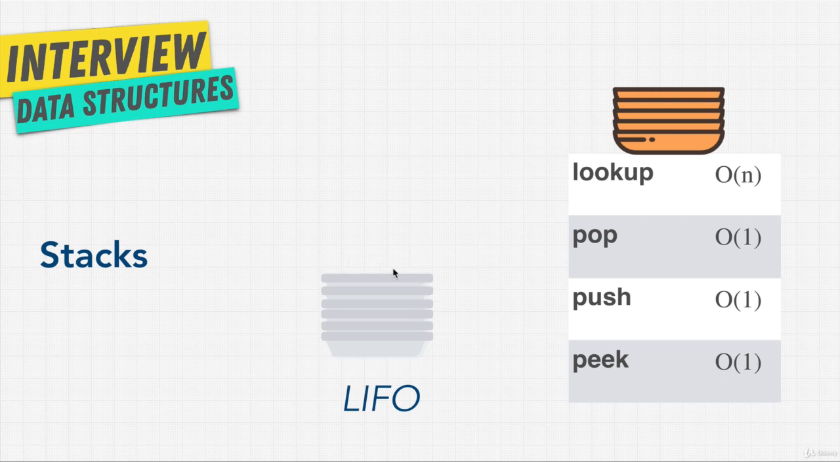The way you can access data from a stack is to grab the first plate, then the second plate, then the third, and you keep going until you've gone through the whole stack. This is called LIFO, or last in, first out, because the last item that comes in is the first one that comes out.